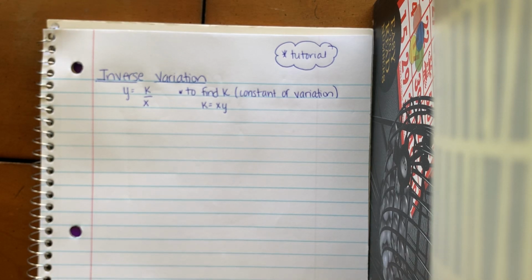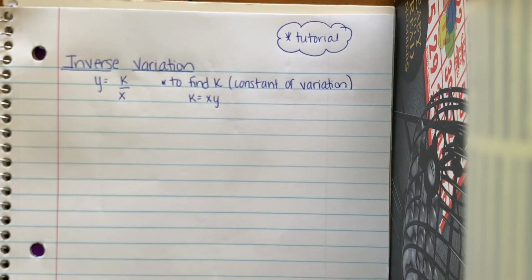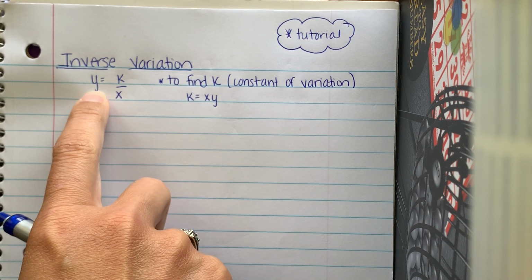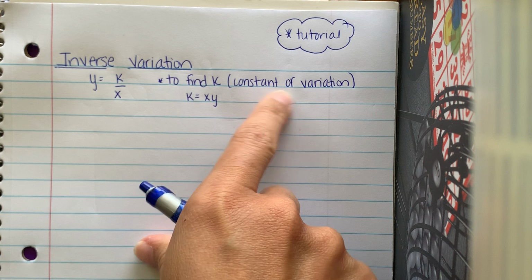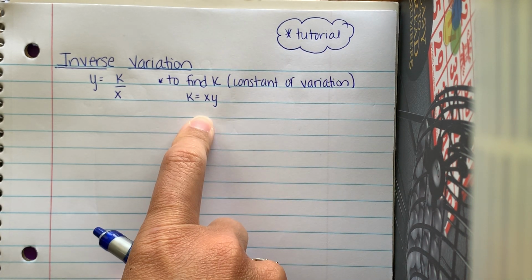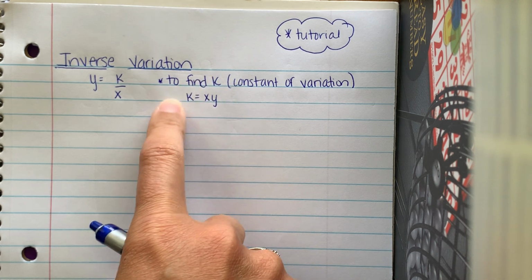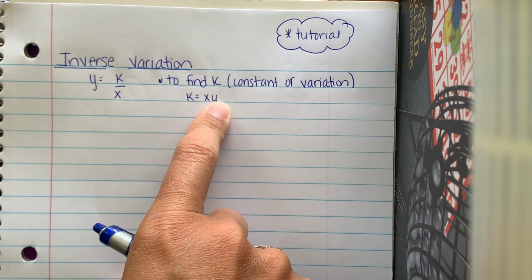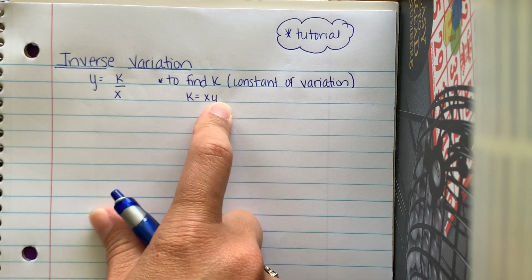Right, so now I'm going to talk about inverse variation. The equation for an inverse variation is y equals k over x. k is still called the constant of variation. To find k in an inverse variation, you are going to take your x value and your y value and simply multiply them together. Remember, in direct, you divided.